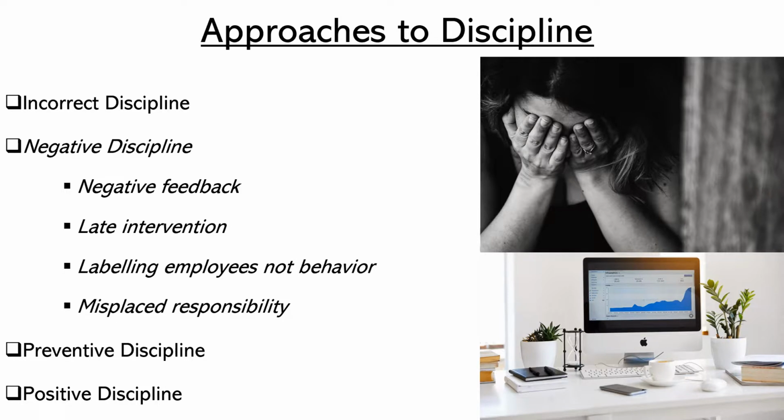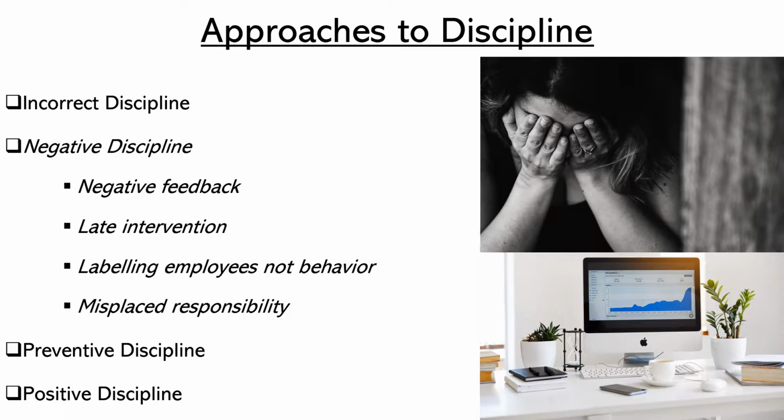Now, incorrect discipline. We know from the term itself, incorrect discipline means management uses improper and incorrect methods to ensure that discipline is being followed in the organization. That is what incorrect discipline means. They use inappropriate methods to ensure that discipline is followed in the organization.